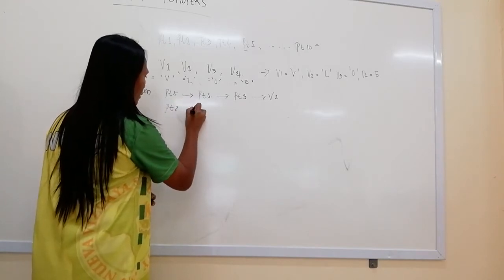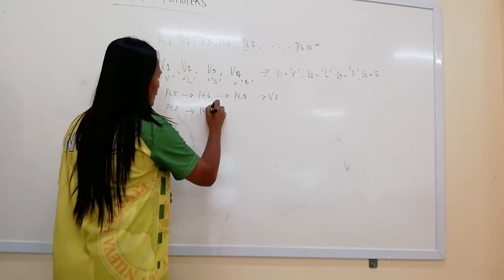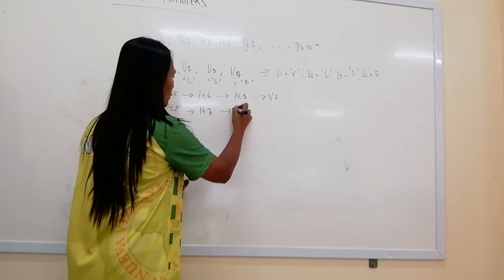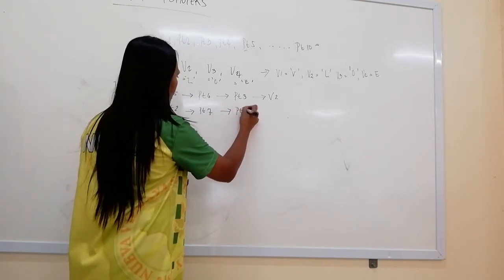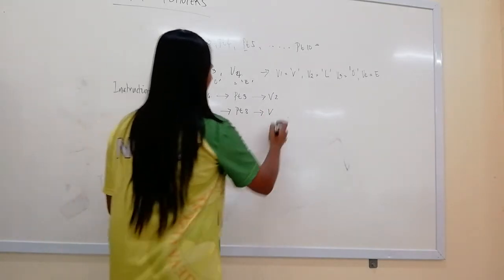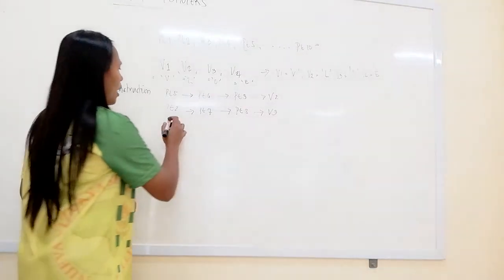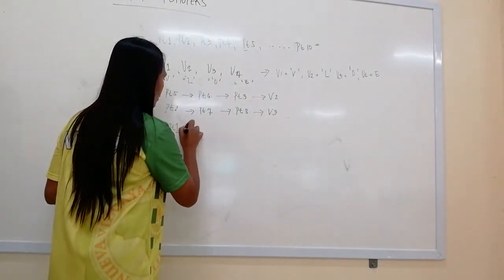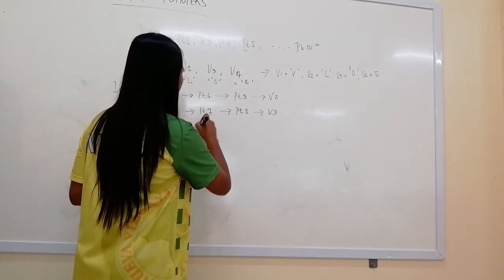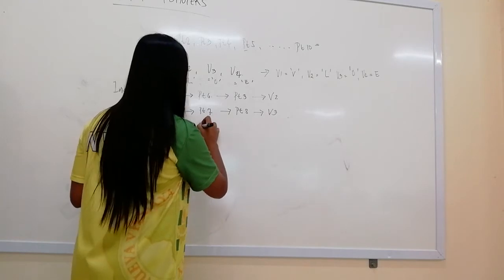Pointer 2 is pointing to pointer 7. Pointer 7 is pointing to pointer 8, which points to variable 3, Yan. Okay, next. Pointer 1 is pointing to variable 4.